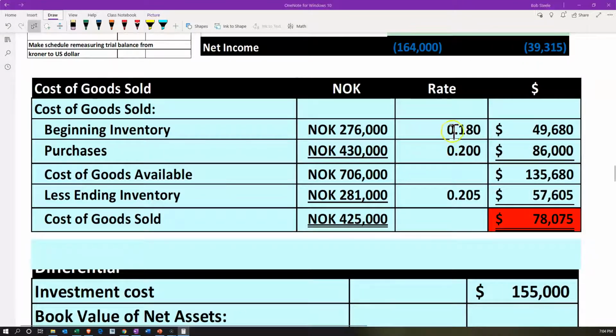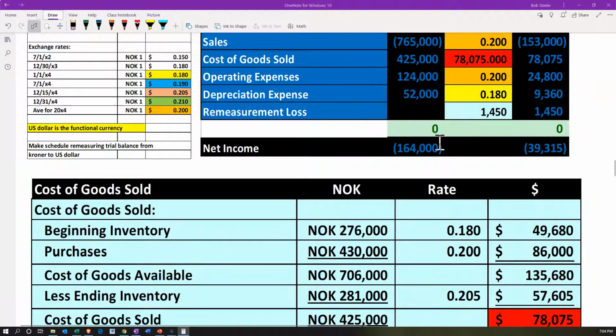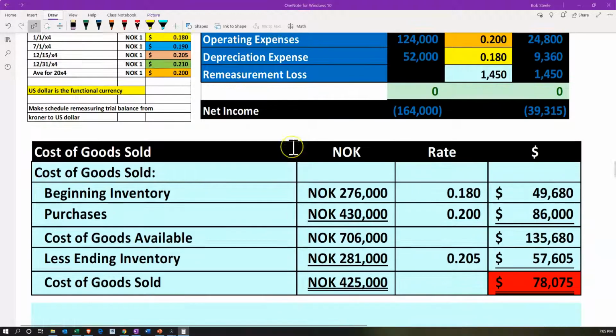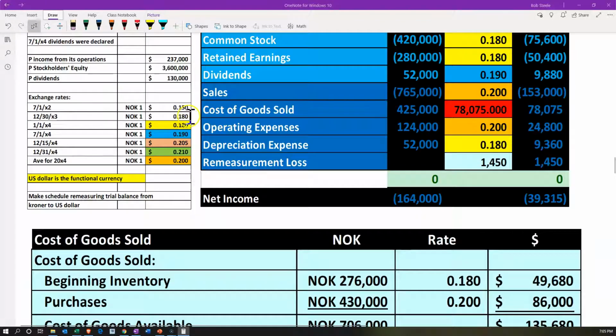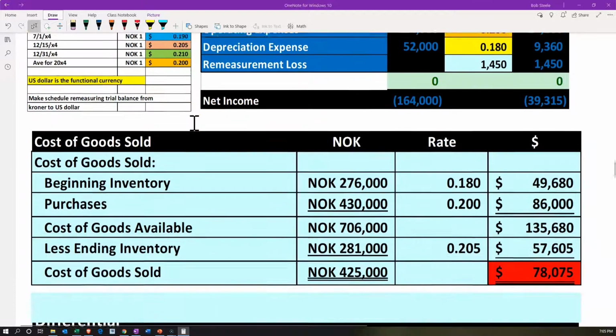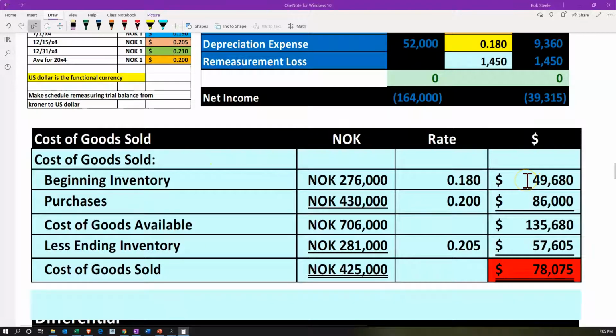So the beginning inventory, we're using that 0.18 because that's the rate at the beginning of the time period, or the purchase of P. So 0.18. It's the same for the end of last year and the beginning of this year, 0.18. And that's going to give us the 49,680.